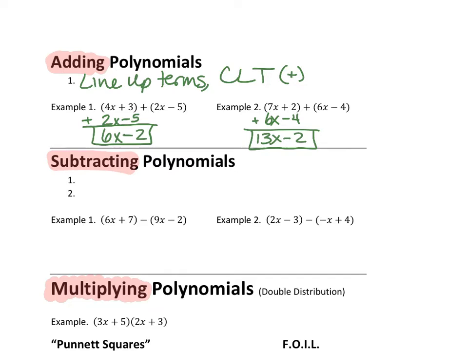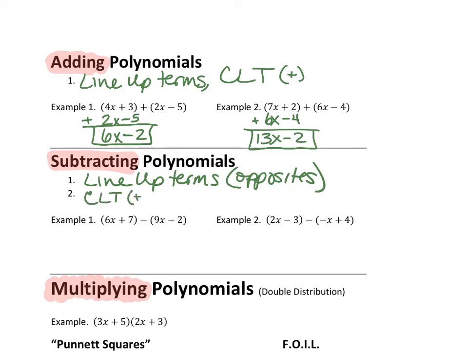The rules for subtracting are close to the rules for adding. They're just a little bit different. The steps for subtracting are to line up the terms. But instead of using exactly what you see, since we're subtracting, we're going to use the opposites. Because we're multiplying by a negative 1, essentially, we're distributing negative 1, we'd end up with the opposite term underneath. Then we CLT. What did CLT stand for? Combining like terms. Thank you.